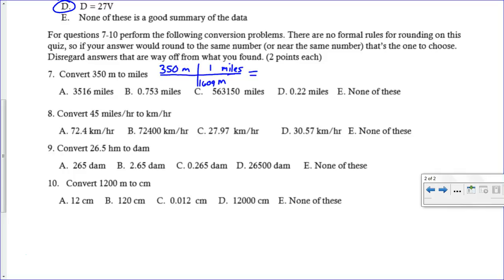And you end up with, actually here I'll write that. Across the top we got 350. Across the bottom we got 1609. All right, so 350 over 1609, you get 0.22. All right, which is D.